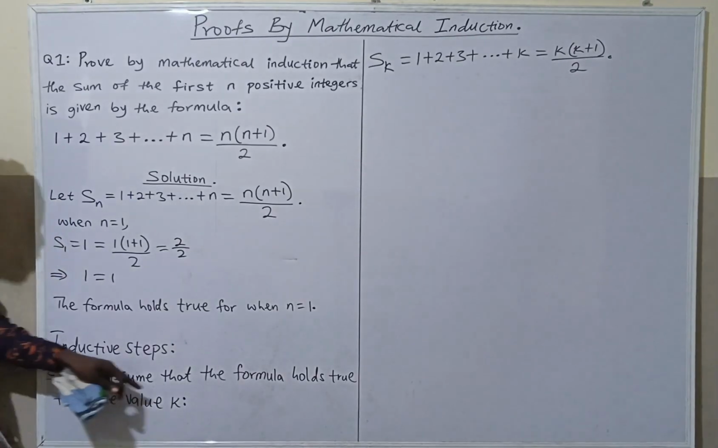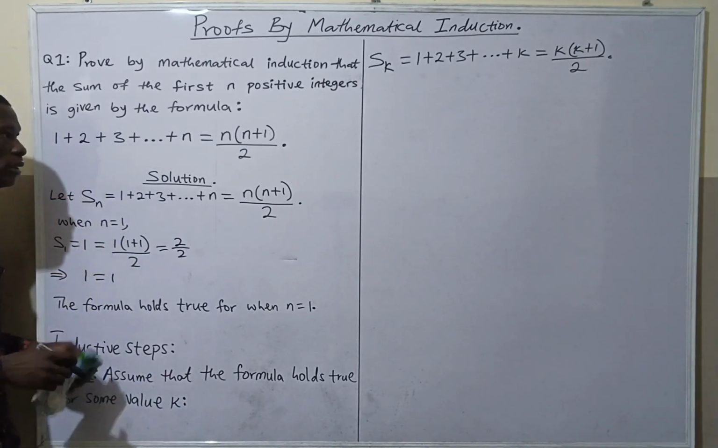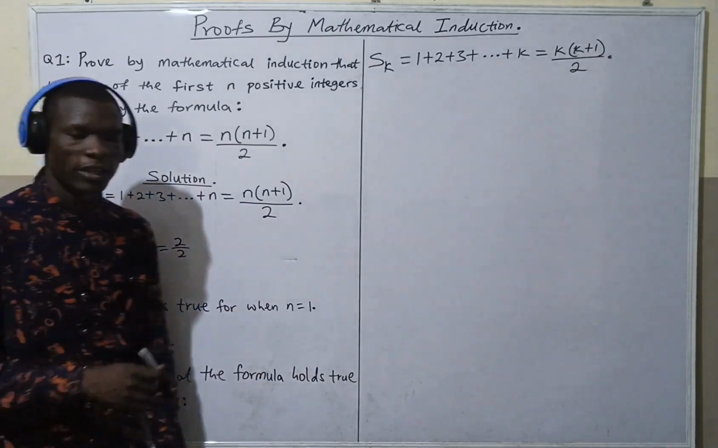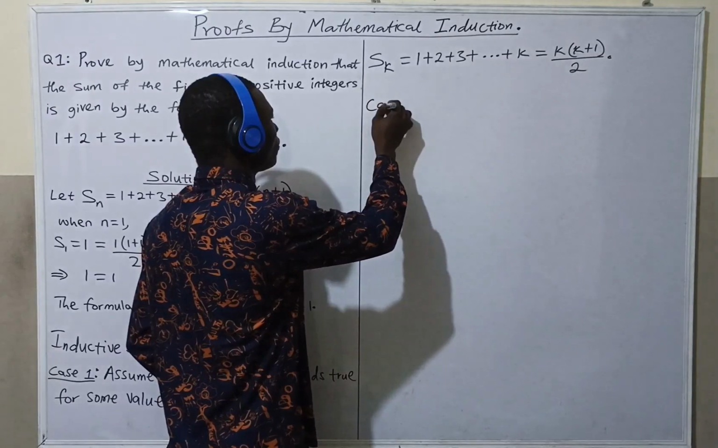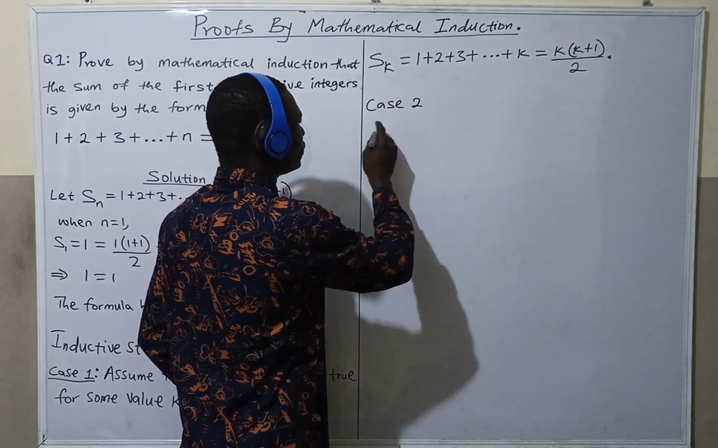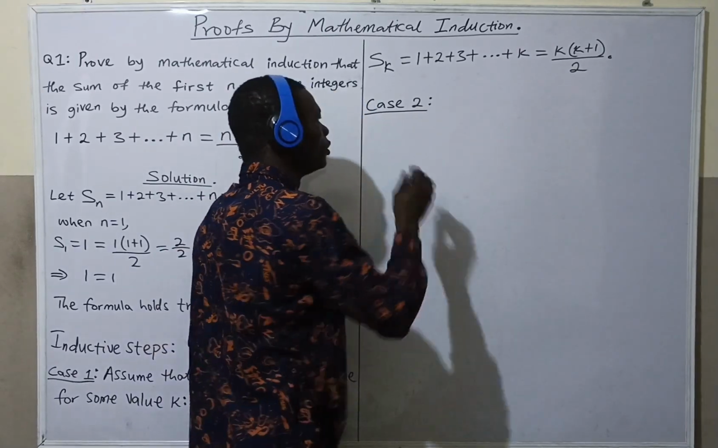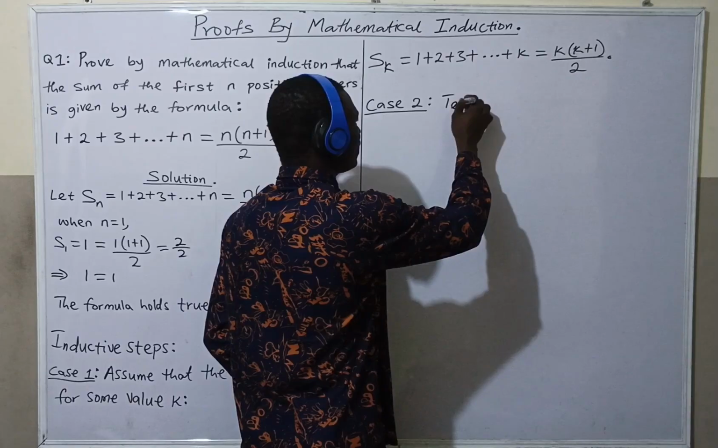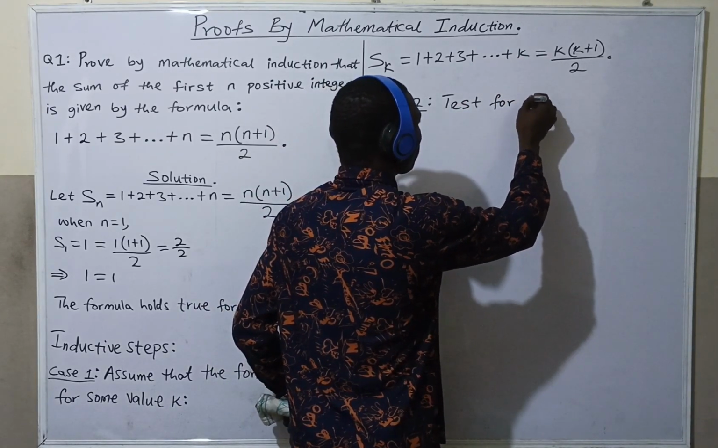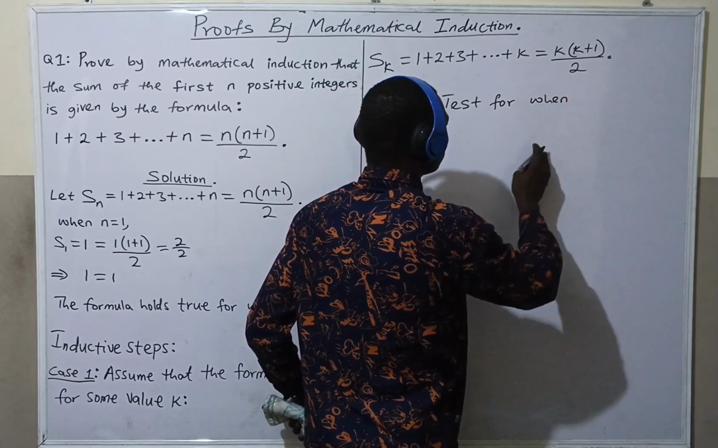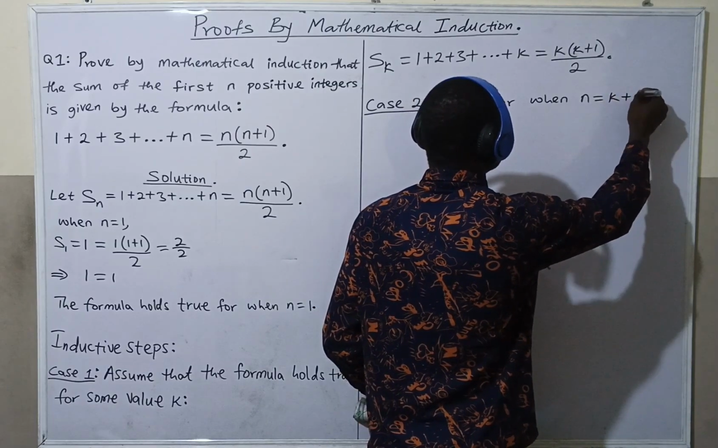So in case 1, we will always assume that the formula holds true for some value k in the inductive step. So the next step now is to go to what? Case 2, where the bulk of our work lies actually. So we'll be having case 2. Case 2. So in case 2, this time around, we are testing for when n is equal to k plus 1.